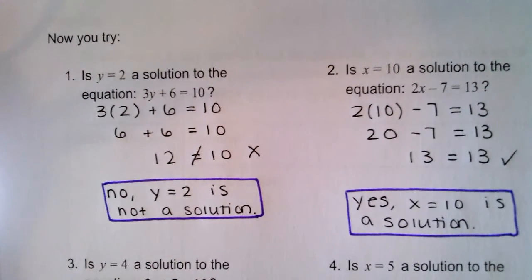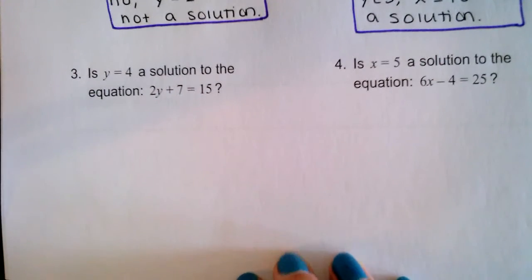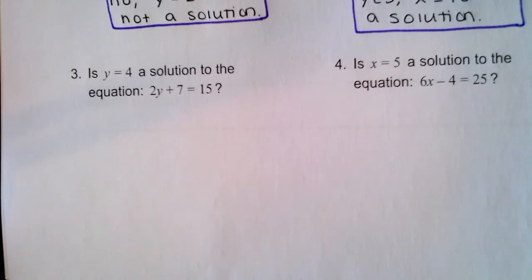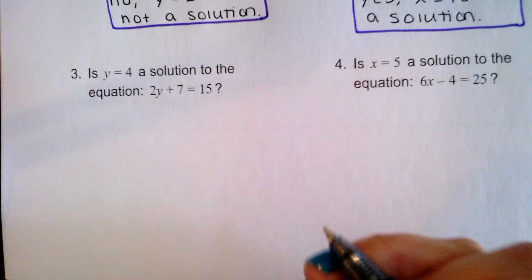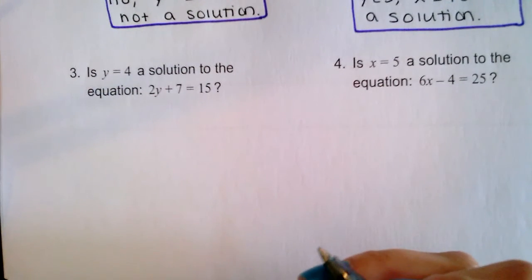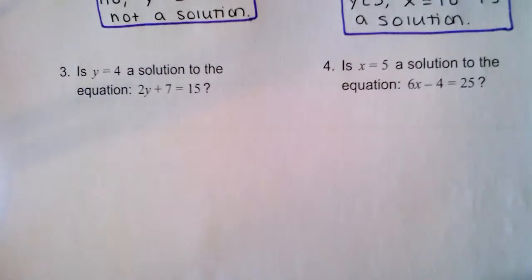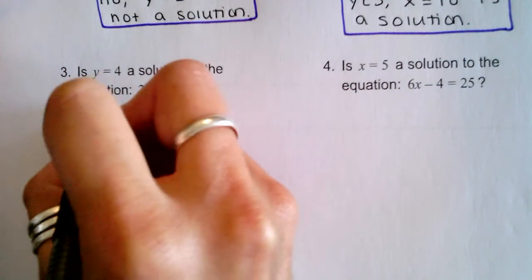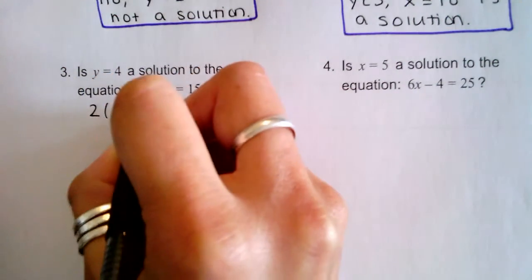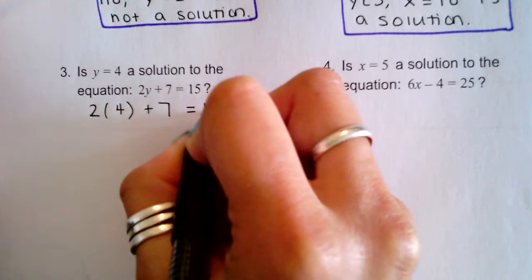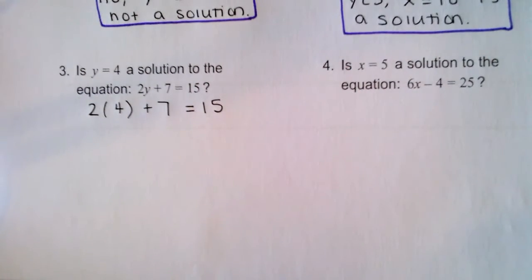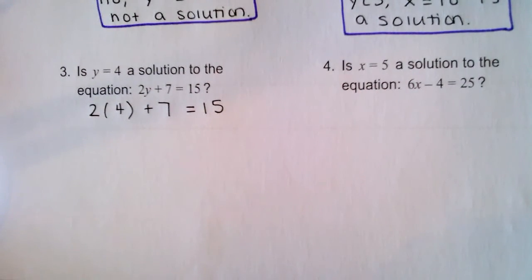All right, we've got 2 last examples to do on these notes page, and then our 1.6 notes are done. So let's try this one. Is y equals 4 a solution to the equation 2y plus 7 equals 15? Step number 1, substitute it in. So we're going to replace all our y's with 4. So instead of 2y plus 7 equals 15, we have 2 times 4 plus 7 equals 15.